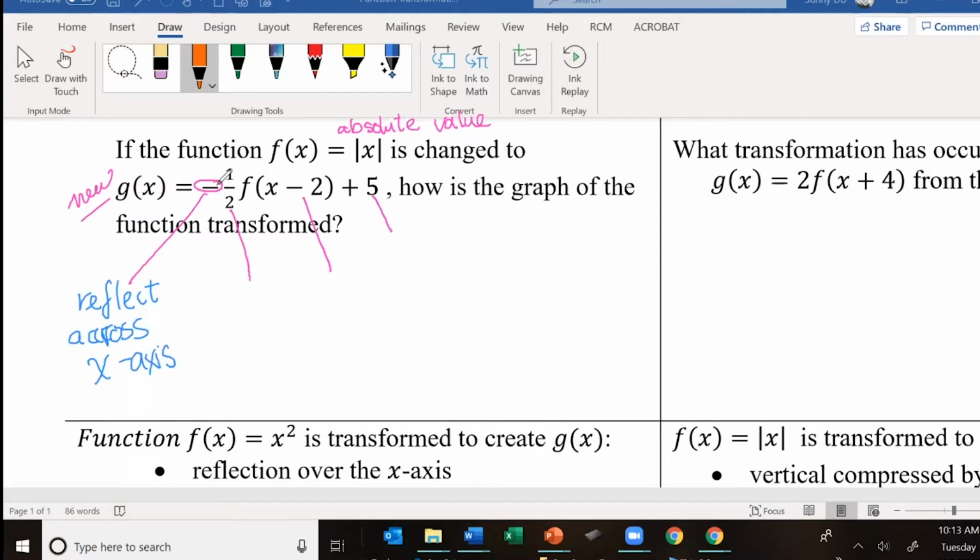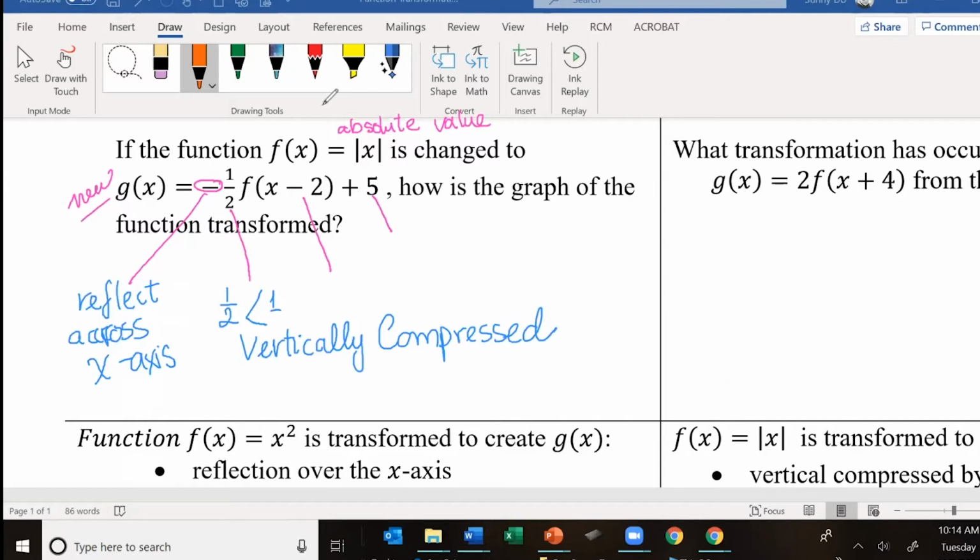Okay, so the negative means making your graph reflect across the x-axis. And then after that, we have a fraction. Well, we need to compare this fraction to 1, right? Comparing to 1, 1/2 is certainly going to be smaller than 1, and it's positive. So the new graph is vertically compressed.